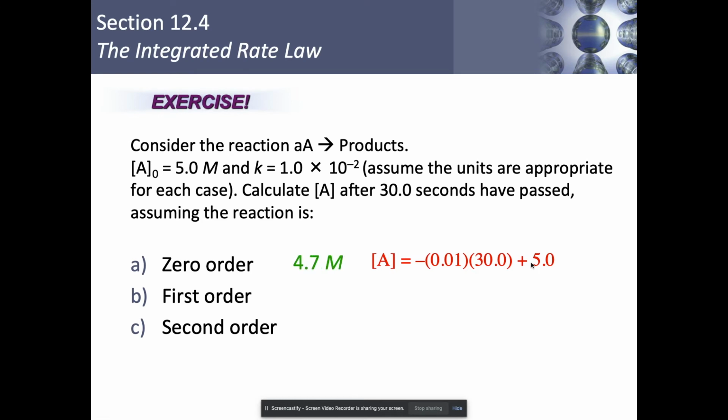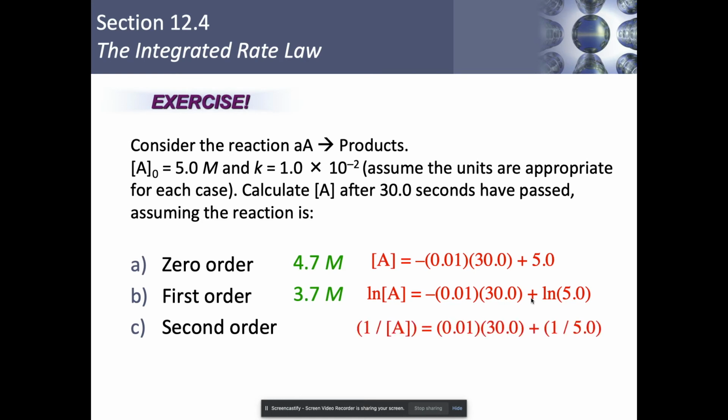What about for a first order reaction? Now I need to use natural log. Natural log of A would be equal to, again, negative, our rate constant, which is our slope right here, times 30 seconds, plus the natural log of 5. Notice you would need to get rid of ln of A, so you would need to take e raised to this amount. When you do, you get 3.7 moles per liter.